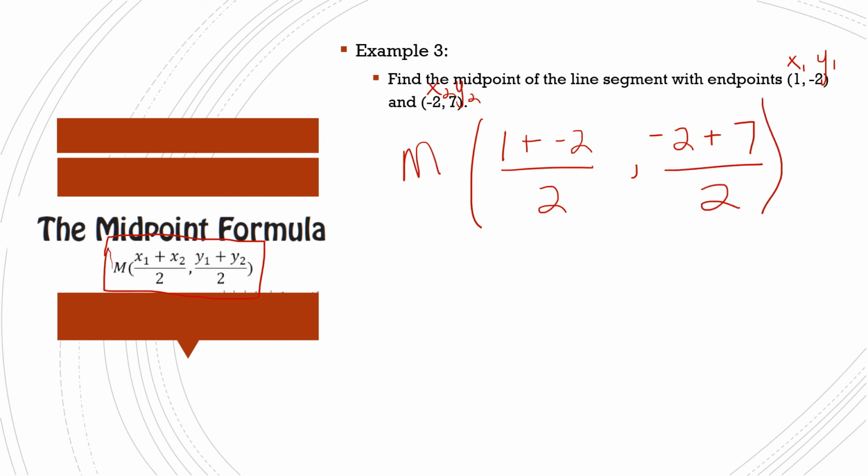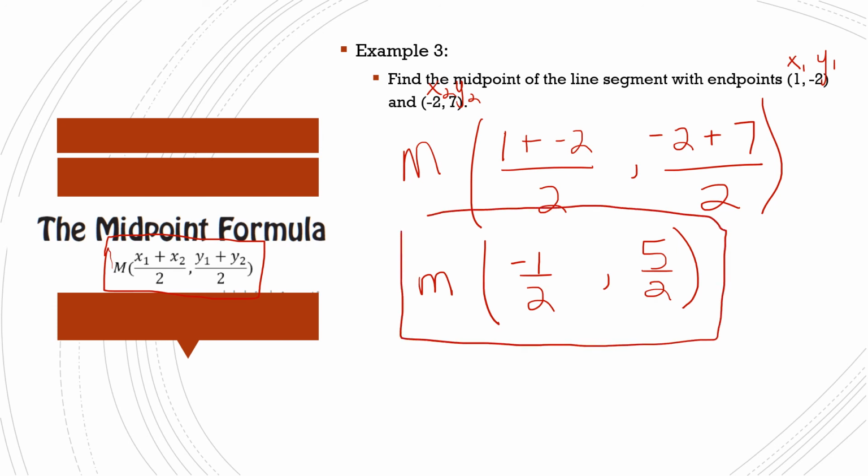Here it just becomes some mental math. 1 plus a negative 2 would give me a negative 1 over 2. Negative 2 plus 7 would give me a 5 over 2. And then here I would look to simplify. Notice that negative 1/2 isn't going to simplify any further, nor does 5/2. Again, I don't want any decimals, so the midpoint of this segment that connects those 2 points would be (-1/2, 5/2). So this would be my x coordinate, and this one would be my y. If you have any questions on that, make sure you jot that down.